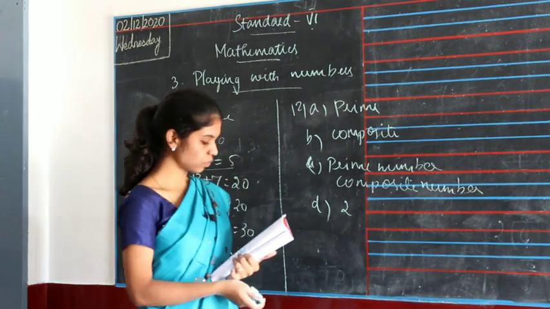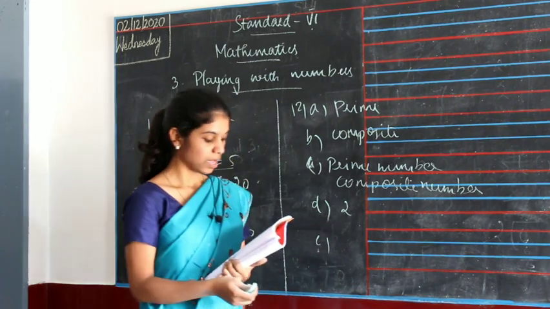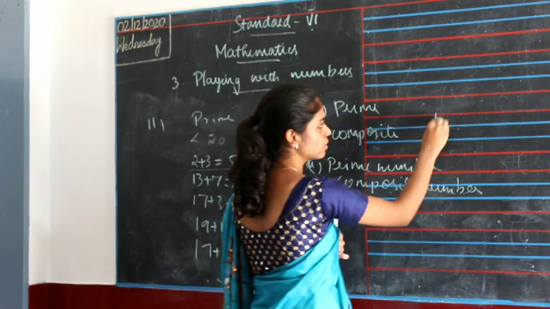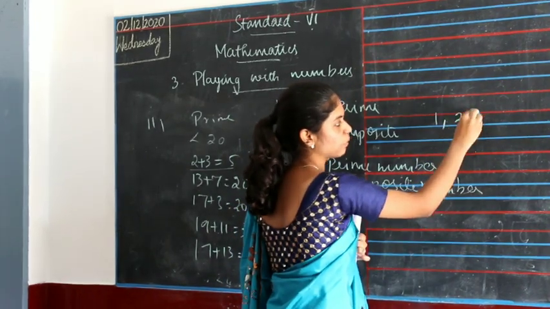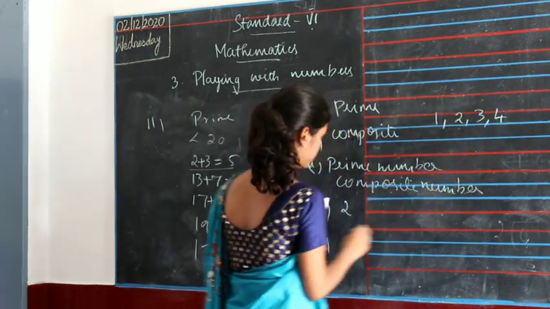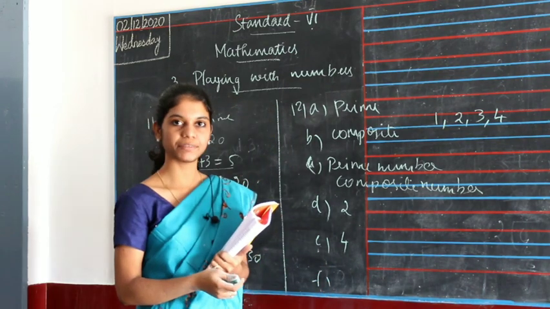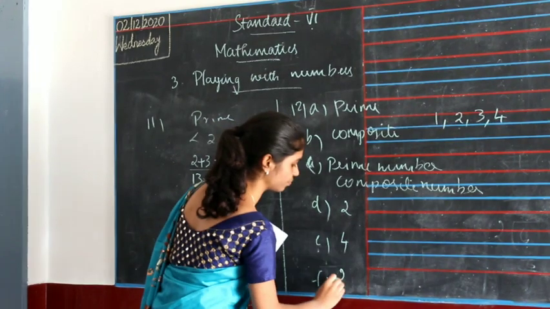Okay. So next one. The smallest composite number: 1 is no, 2 is a prime number, 3 is a prime number, 4. So 4. And last one. The smallest even number is 2.